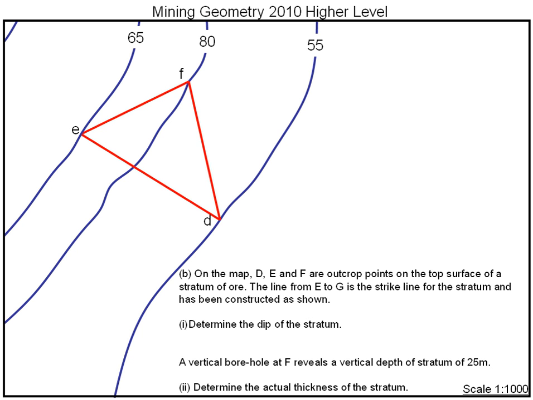skew lines. On the map, D, E and F are outcrop points on the top surface of a stratum of ore. The line from E to G is a strike line for the stratum and has been constructed as shown. Okay, I've left out G because I want you to understand how it is got. Determine the dip of the stratum. A vertical borehole at F reveals a vertical depth of stratum of 25 meters. Determine the actual thickness of the stratum.